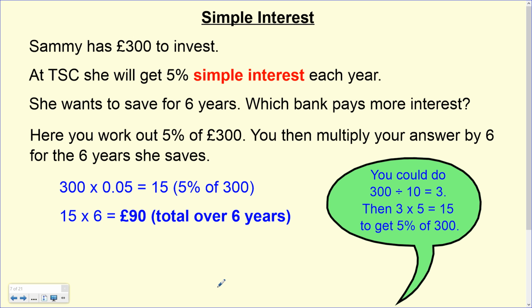Now, I've used a multiplier there, times 0.05. You could do, as I've got in the green speech bubble there, 300 divided by 100, which equals 3, then 3 times 5 is 15, to get that 5% as well. That should say 300 divided by 100. I'll just correct that there.